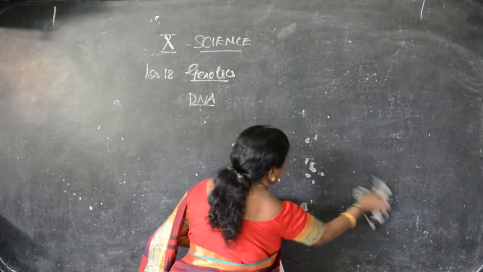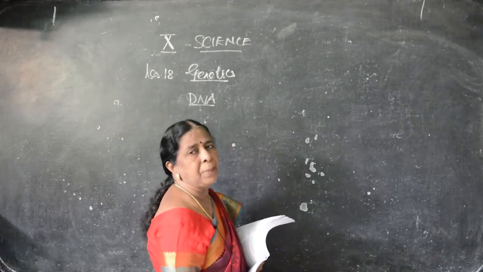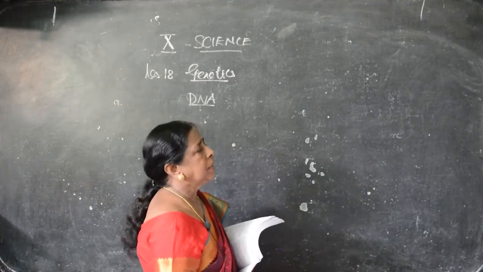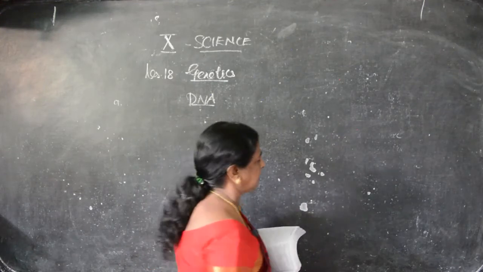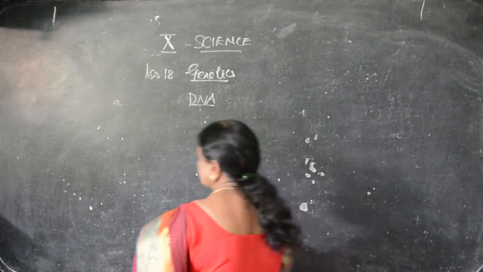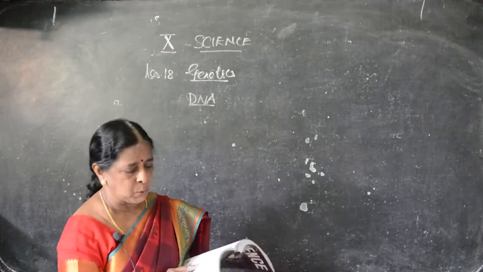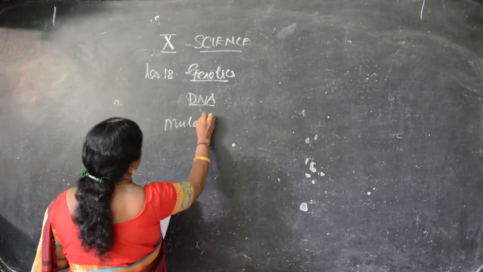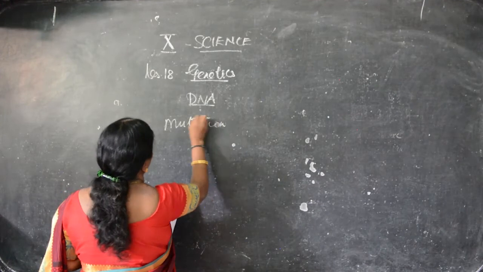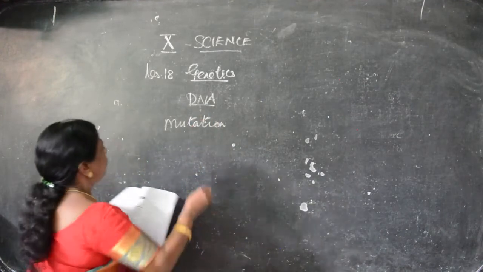A newborn baby becomes somewhat developed, then comes to teenage, middle age, last young age, and finally dies. This is normal. Apart from that, sudden changes are known as mutation. What is mutation? Mutation is a sudden change. It was introduced by Hugo de Vries.